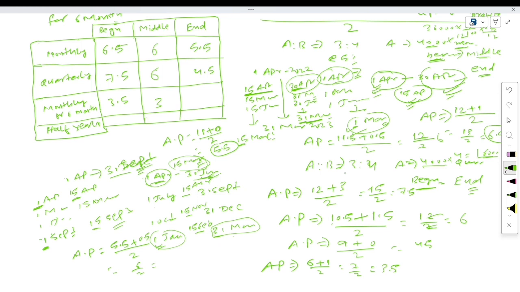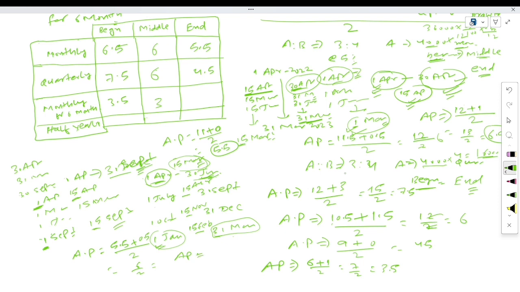And last, monthly for 6 months at the end of the month. What will be the end of the month? 30th April, then 31st May, like this, 30th September will be the last. So what would be the average period?